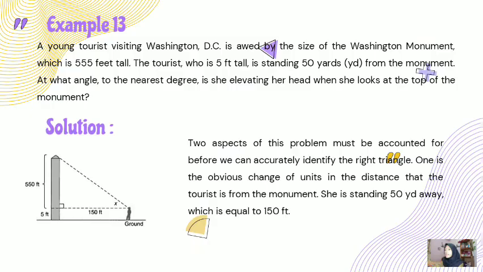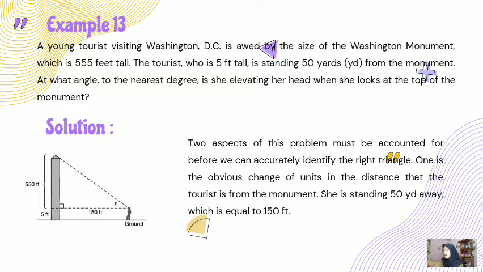For example 13, a young tourist visiting Washington, D.C. is awed by the size of the Washington Monument, which is 555 feet tall. The tourist, who is 5 feet tall, is standing 50 yards from the monument. At what angle, to the nearest degree, is she elevating her head when she looks at the top of the monument? In the solution, two aspects of this problem must be accounted for before we can accurately identify the triangle.